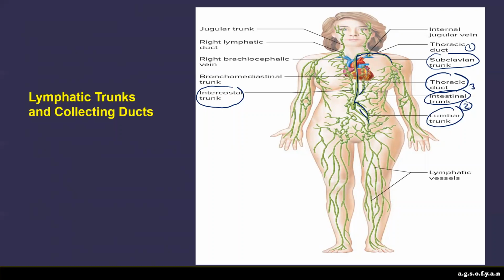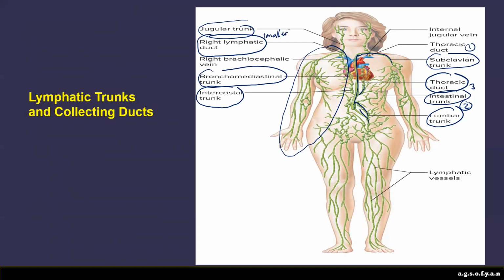Now the second one, this is the right lymphatic duct. As you see, it only receives from the right side of our body over here mostly, from the bronchomediastinal trunk and from the jugular trunk over here. So this right lymphatic duct is smaller, and the thoracic duct is bigger.